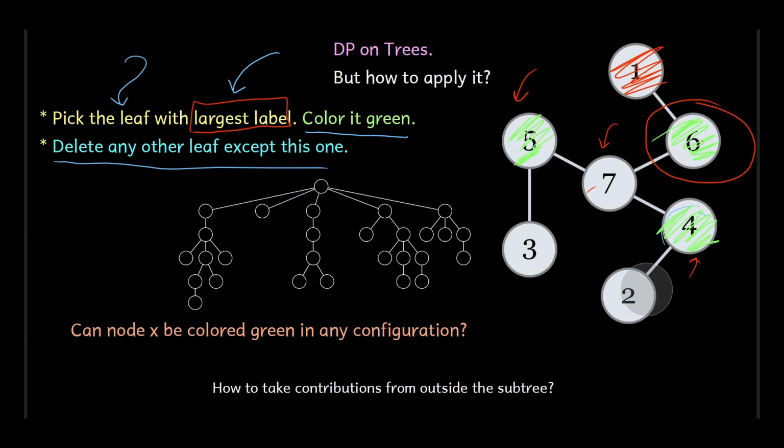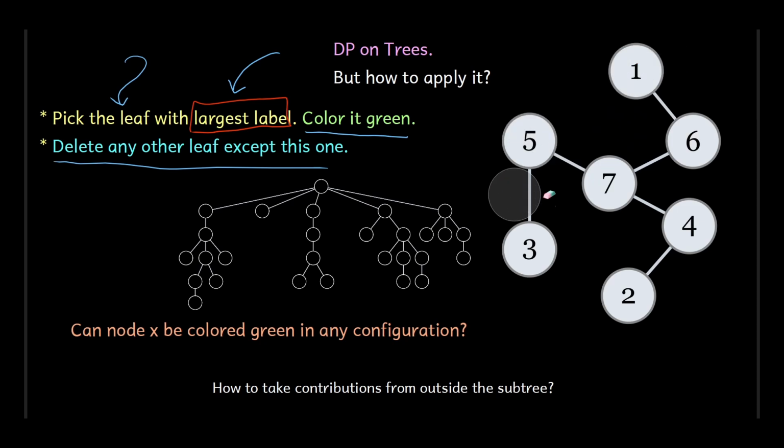So you can see that there are multiple ways to do these operations, and in some of the ways the process terminates very quickly, and in other operations it might take a while, and a lot of elements might turn green. So your goal is to find out for each node X which is present in the tree, can you color it green in any of the configurations? Is there at least one configuration in which this particular node can be colored as green? And this is level 1 of the problem.